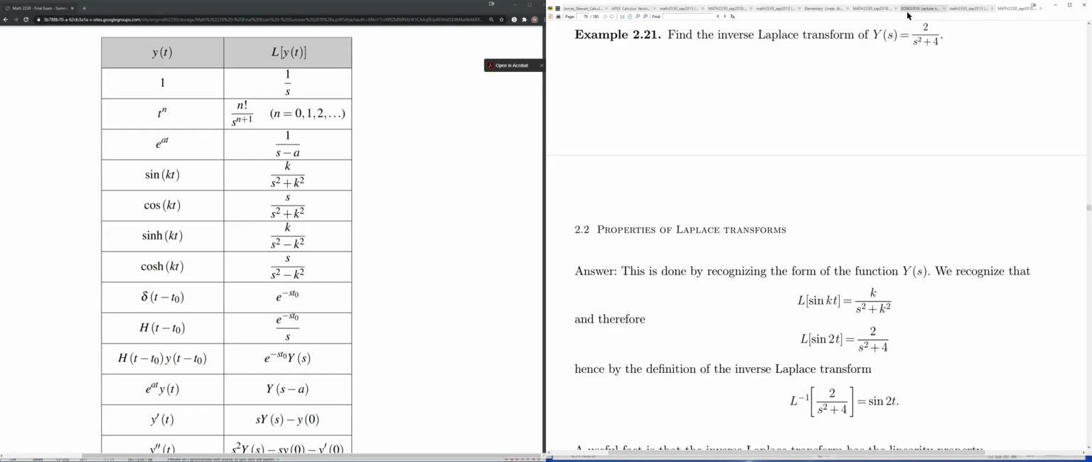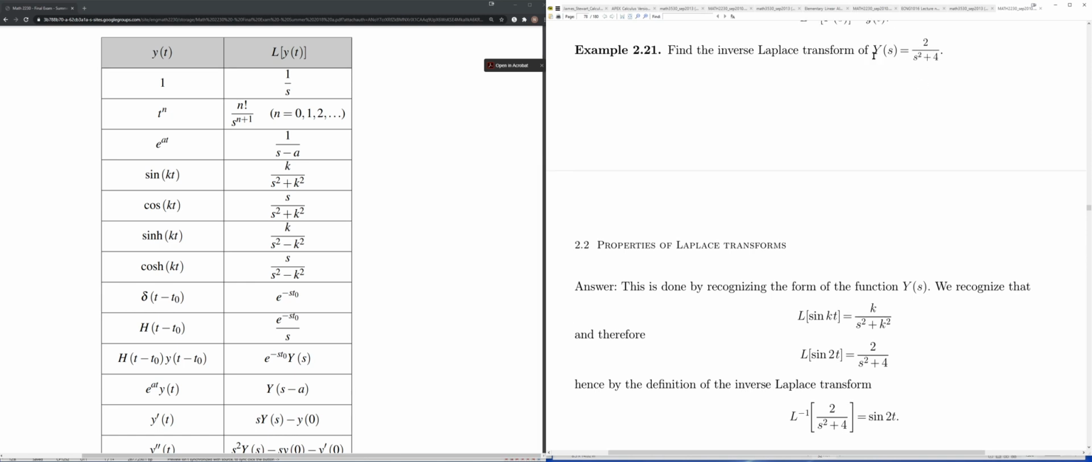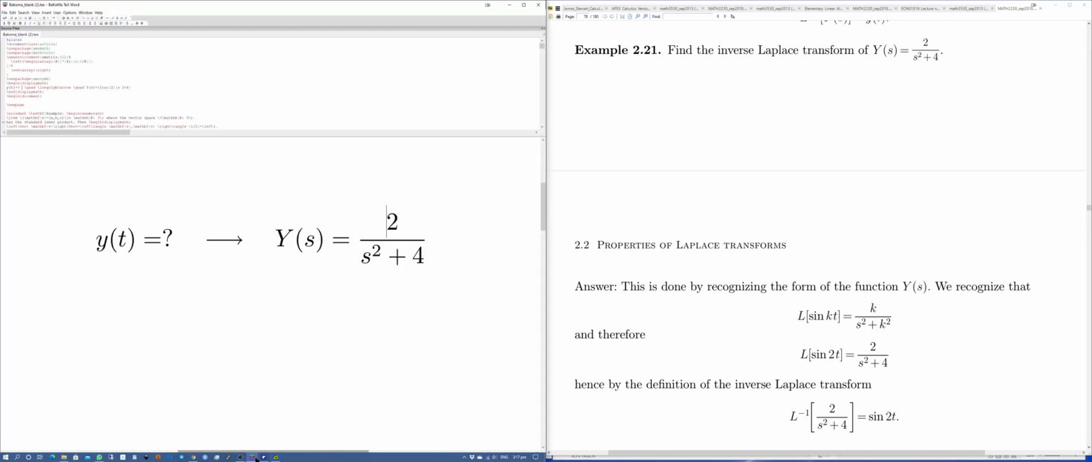Let's look at an example here. I have this function y of s, which is 2 on s squared plus 4, and I want to get the inverse Laplace transform of this function y of s. Remember what I'm trying to do: getting the inverse Laplace transform means I'm trying to figure out what the y of t is, such that when I take the Laplace transform of it, I get this y of s.